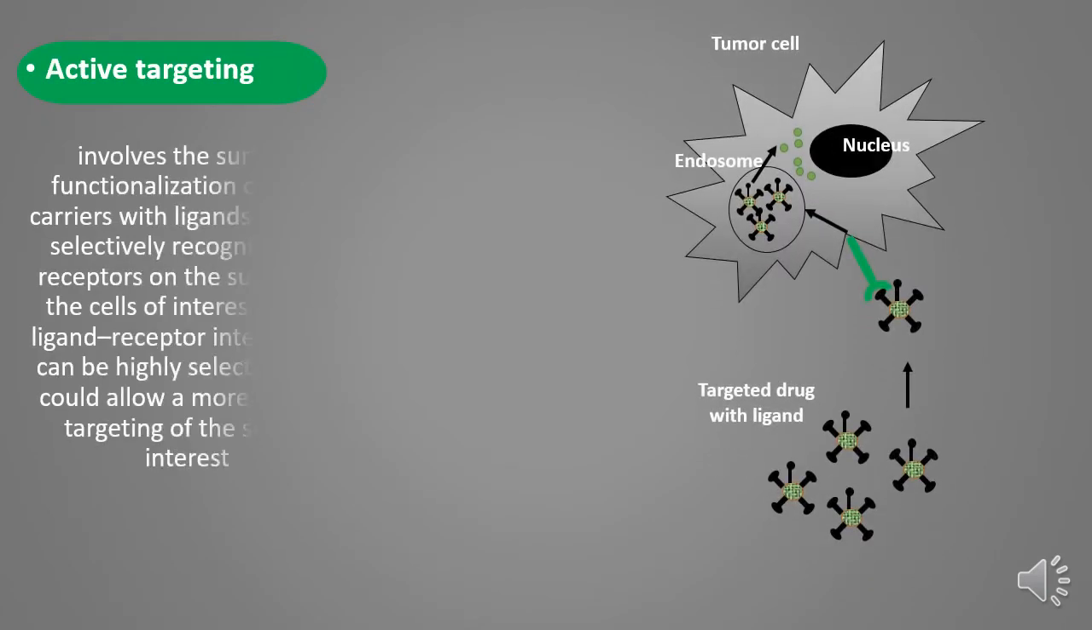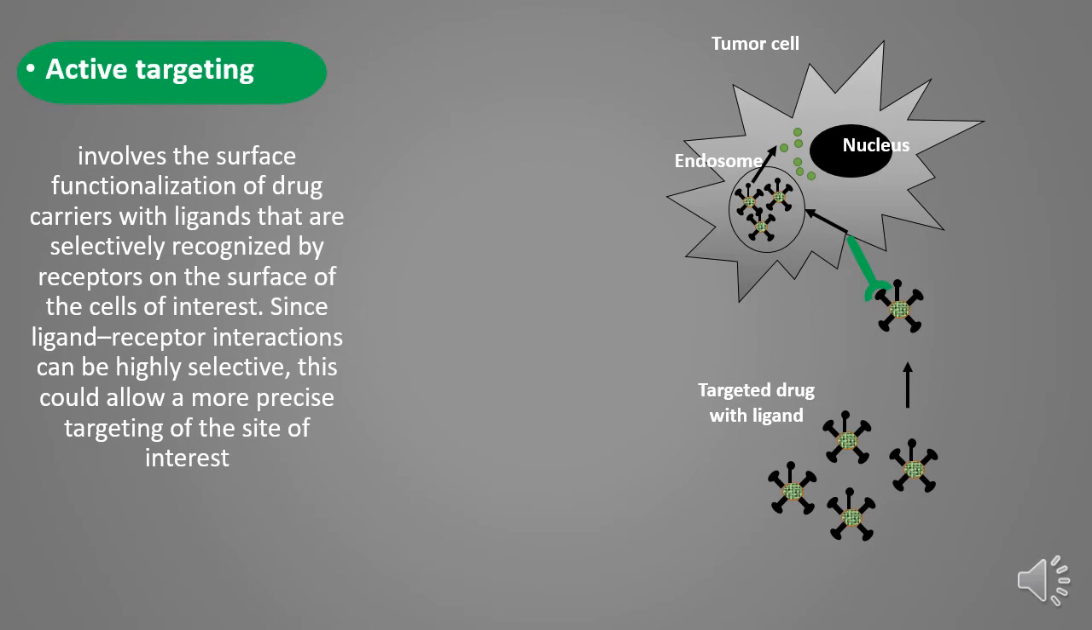Active targeting, on the other hand, involves the surface functionalization of the drug carrier with the ligand that is selectively recognized by the receptors on the surface of the cells of interest. Since the ligand receptor interactions are highly specific, this allows the precise targeting of the drug.